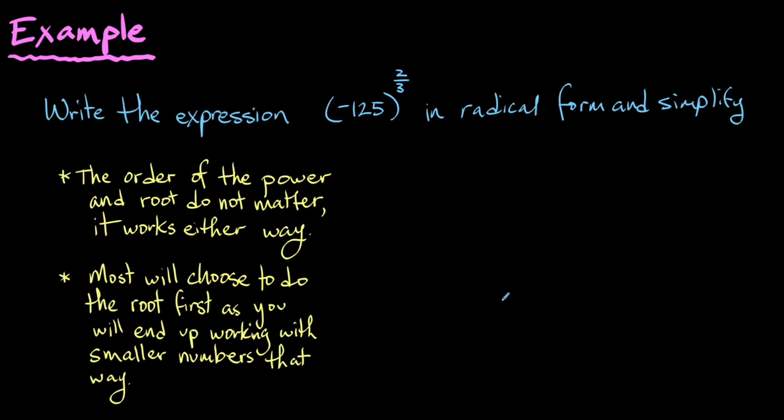So let's say you are given negative 125, which is in parentheses, so that you know the negative is on the 125. And it says to the 2/3 power. And you're asked to write it in radical form. So just so you guys know, on the upcoming test, that's definitely a kind of question you're going to be given.